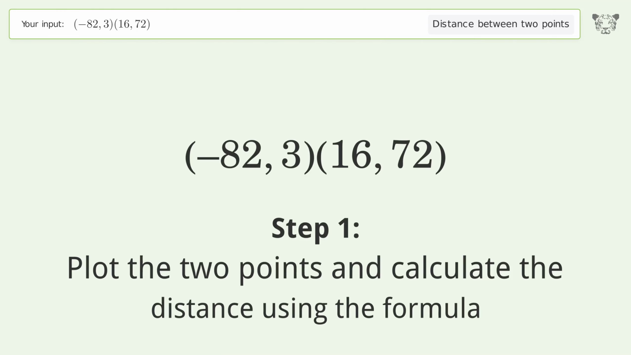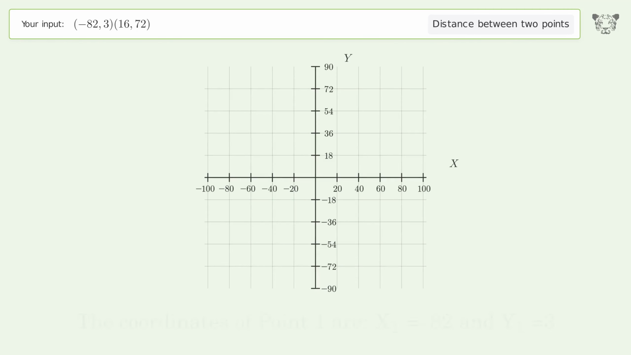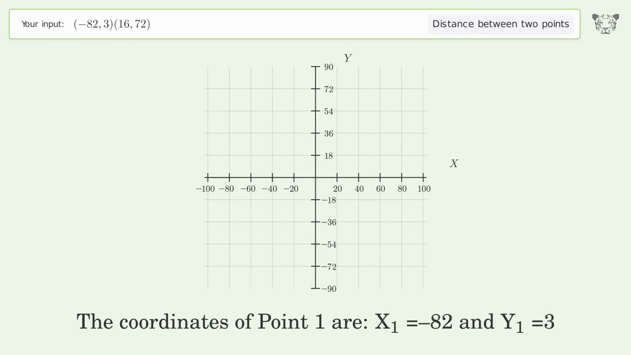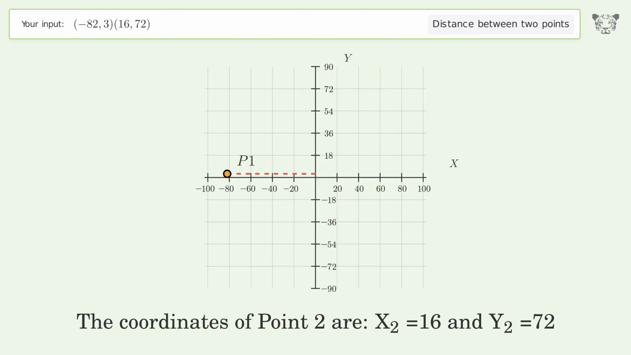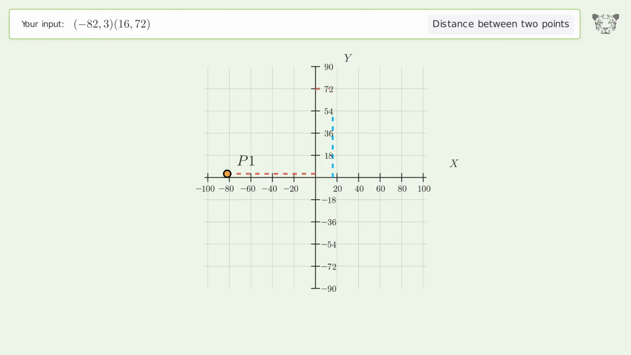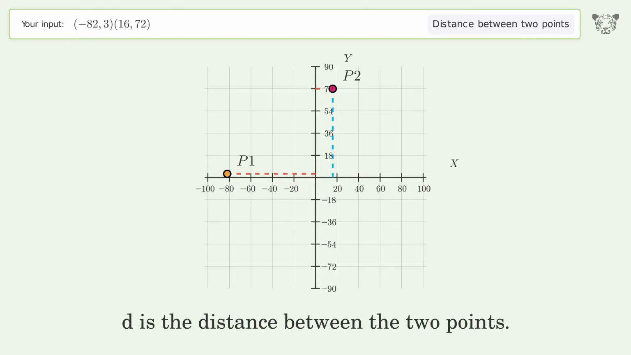Let's solve it step by step. Plot the 2 points and calculate the distance using the formula. The coordinates of point 1 are x1 equals -82 and y1 equals 3. The coordinates of point 2 are x2 equals 16 and y2 equals 72. D is the distance between the 2 points.